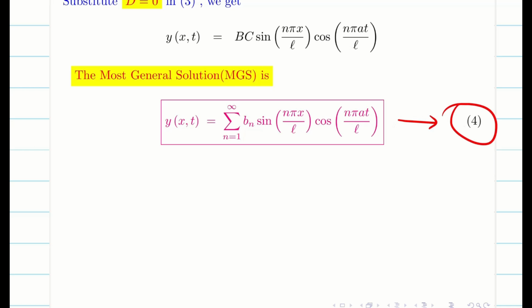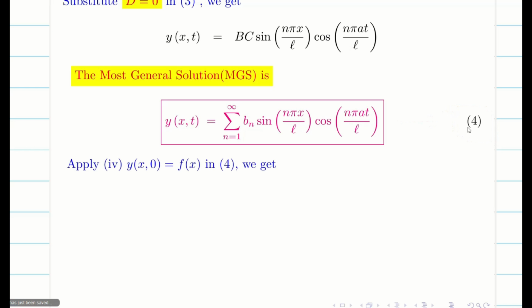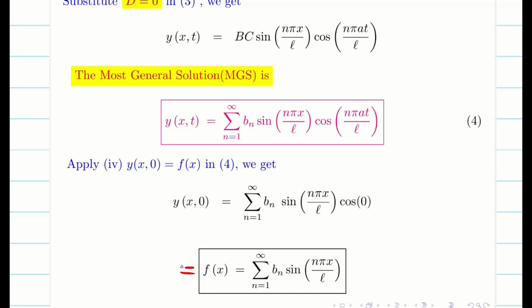Take it as equation 4. Now, apply 4 in 4. Or we don't want to worry about the function, just apply 4 in 4. Cos 0 will become 1. Will be getting like this. Now we know my function f of x is y naught sine cube pi x by L.